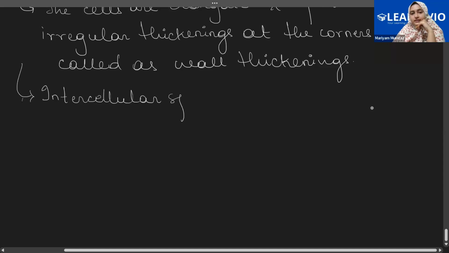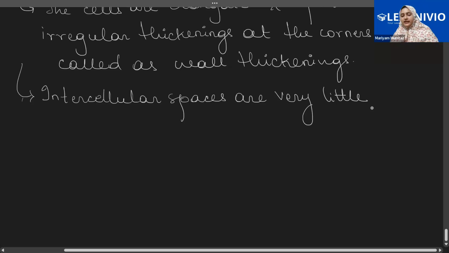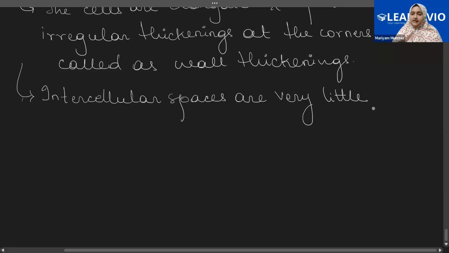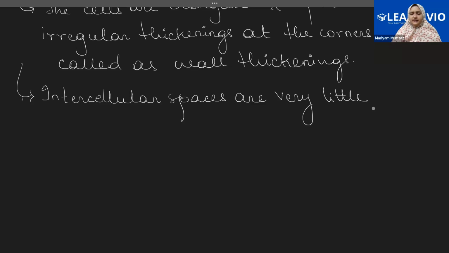Intercellular spaces are very little. Now, if I say that the intercellular spaces are very little, what does it mean? Can someone explain that to me? What does it mean in terms of the cell, if I say that the intercellular spaces are very little? Ma'am, the spaces between the cells are less. That's true. The spaces in between the cells are very less.